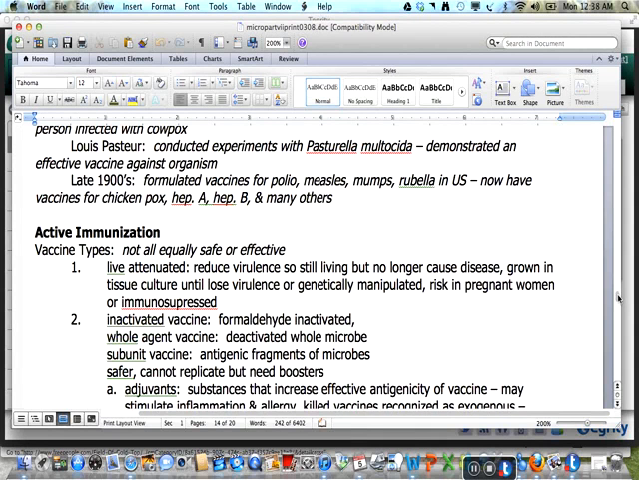Inactivated vaccines use formaldehyde to inactivate the agent. Whole agent vaccines use deactivated whole microbes. Subunit vaccines use antigenic fragments of microbes. These are safer because there is no organism to replicate, but boosters are needed. Adjuvants are substances that increase the effective antigenicity of a vaccine. They may also stimulate inflammation and allergy. Killed vaccines are recognized as exogenous antigens and stimulate a humoral response.